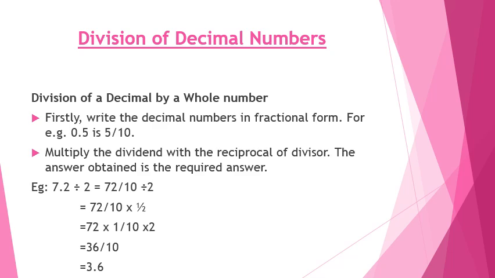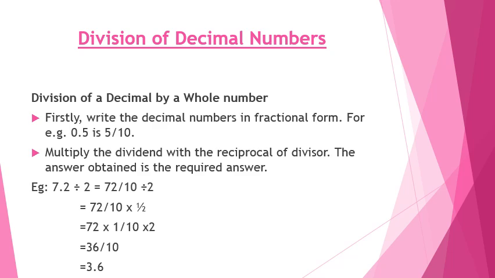What are the steps when we divide a decimal number by a whole number? Firstly, we write the decimal numbers in the fractional form. A decimal means tenths. For example, 0.5 is nothing but 5 upon 10. Second step, we multiply the dividend with the reciprocal of the divisor.